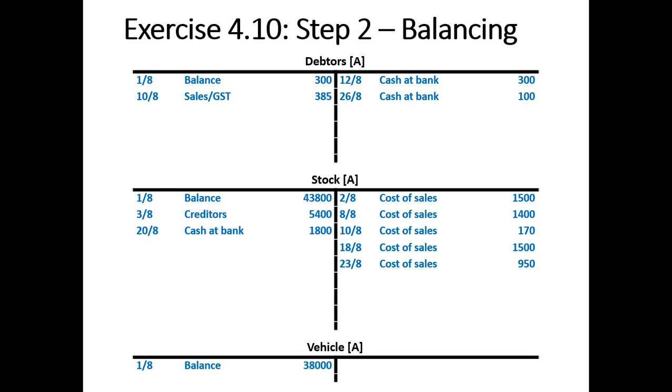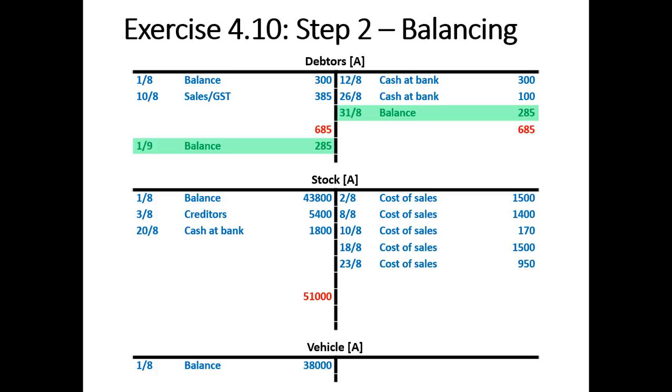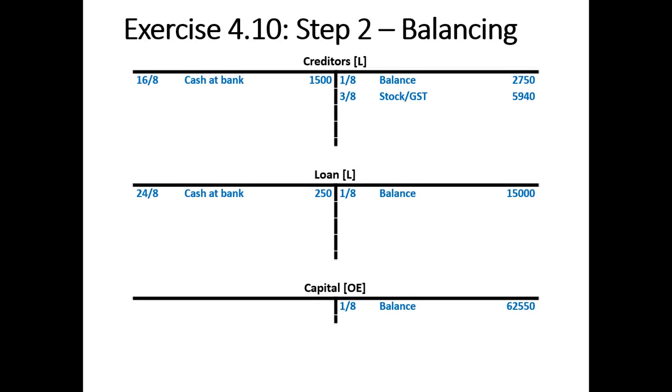Debtors are always going to have a debit balance, so the debits will be bigger. Transfer that figure over to the credit side, subtract away the two credits there for a final balance of 285, and transfer that down on the 1st of September. Stock will also always have a debit balance, so the debits will be bigger. Transfer it over, subtract away all those credits, and we'll get a final balance of 45,480, and we'll carry that down. Don't need to balance the vehicle asset ledger because there's only one figure.